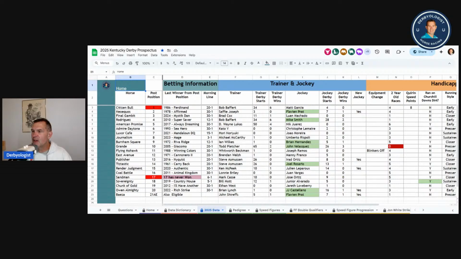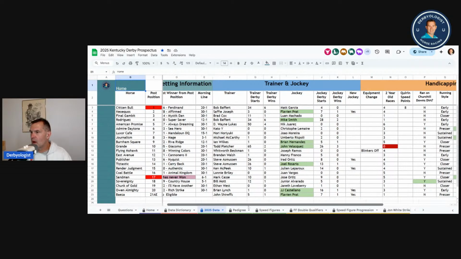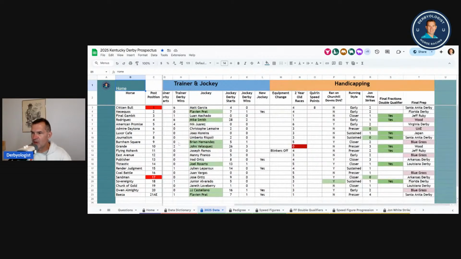And I did do a freeze column on this, so you can scroll to the right and still keep the name of the horse. And then I've got the running style, and then John White strikes. Remember, anything 0, 1, or 2 is a good sign for strikes. And then if they're a final fractions double qualifier, I've got a yes. And then the final prep.